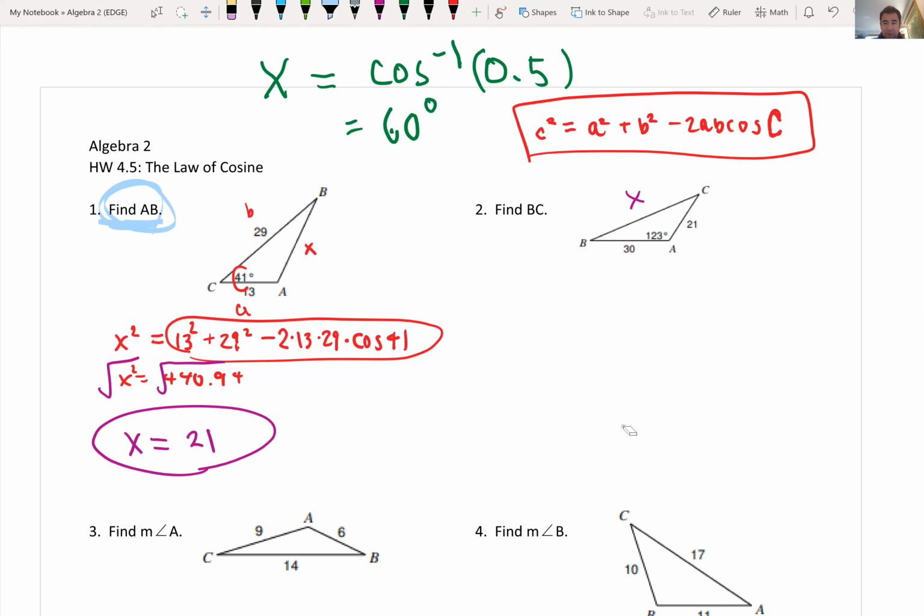Okay, let's go over. So the setup is, again, we have to identify A and B. A and B are the ones that have the angle in between. So definitely 30 and 21 have to be the A and B. And then C, or the X in this case, that's C. X is the one that we are after. We are trying to figure that out.